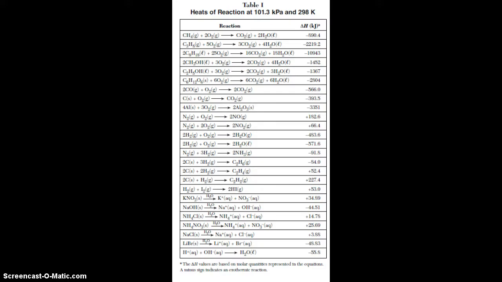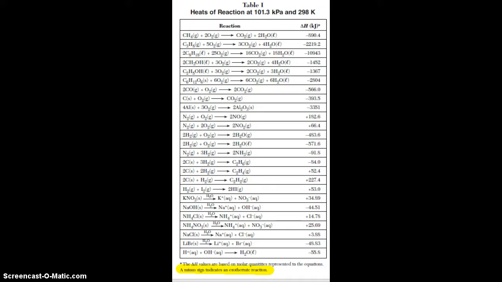You'll notice at the bottom of this reference table, there's a note that tells you that. So if you forget it, just come back to Table I and take a look. Right there at the bottom of the table, a minus sign indicates an exothermic reaction. So negative delta H means exothermic.